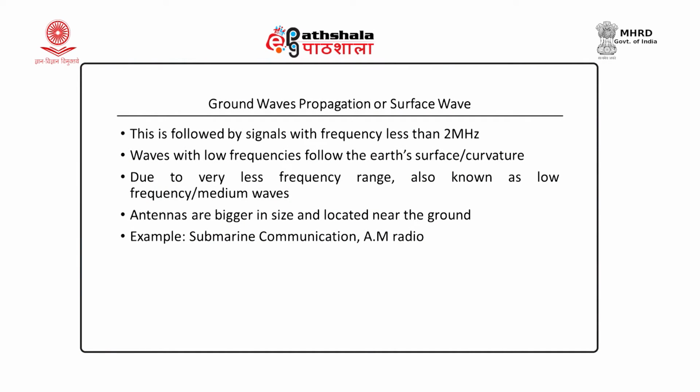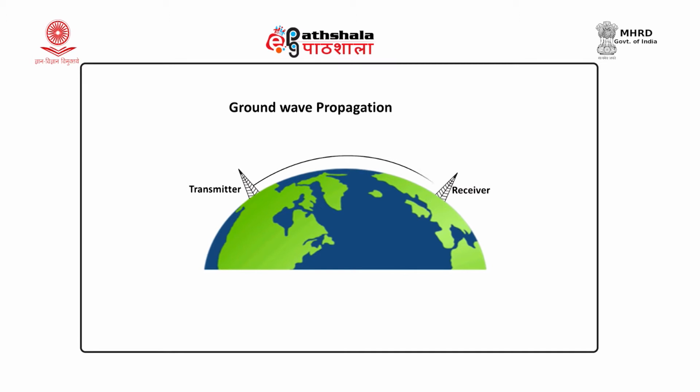These waves sometimes travel so far below the surface of the earth that they can even penetrate the ground and hence make them suitable for submarine communication. They are also used in some radios, typically AM radio. Just look at the animation of what I just explained: there is a transmitter and a receiver and the wave is following the curvature of the earth.